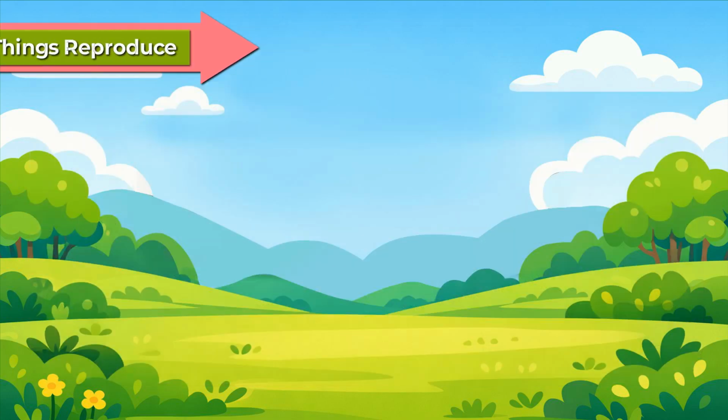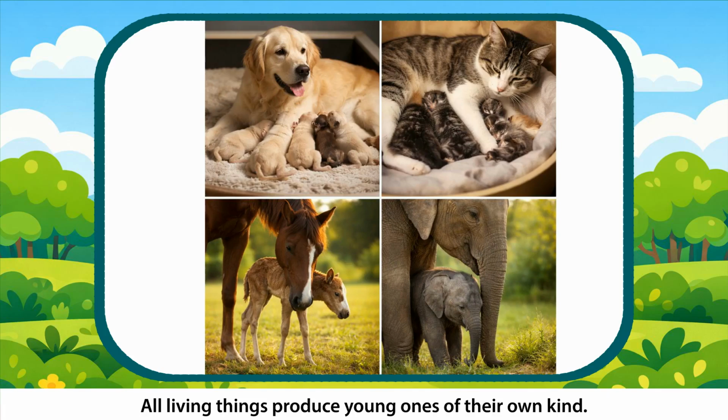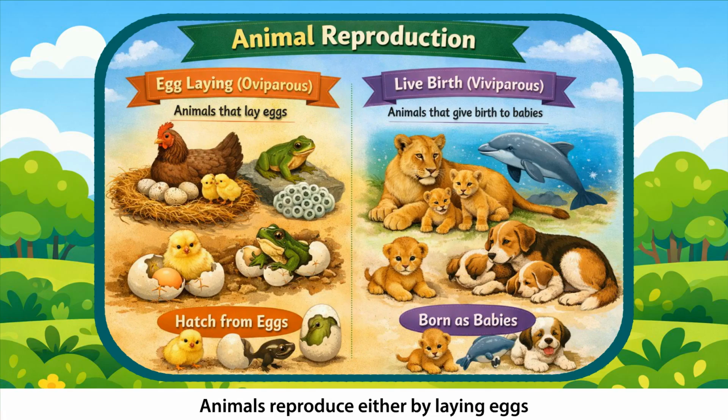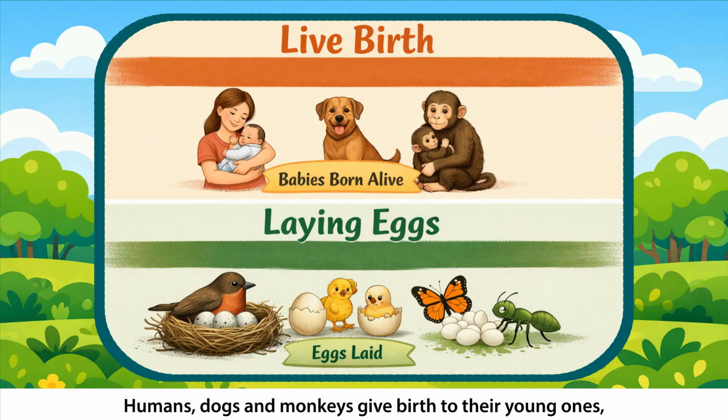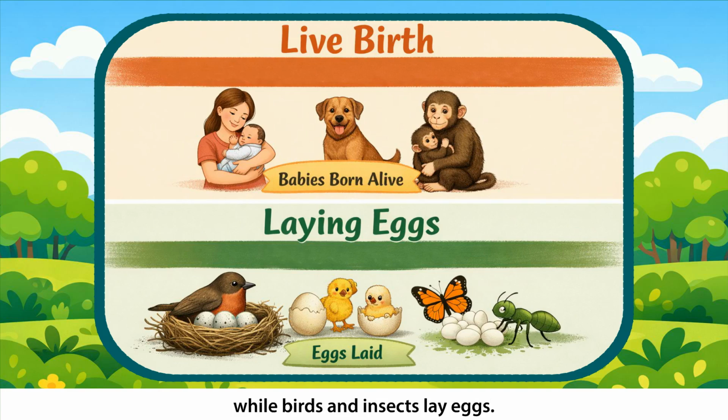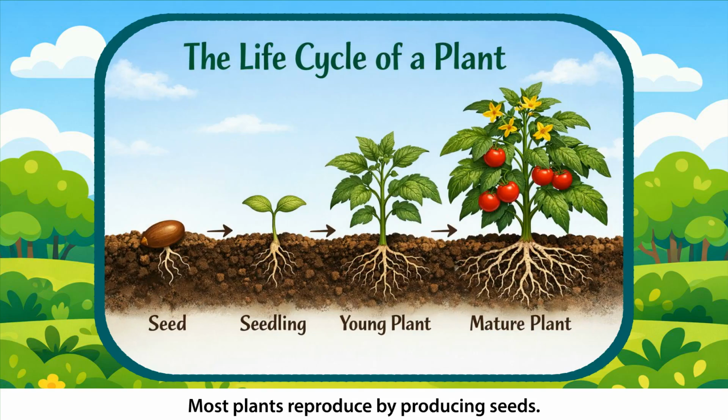Living things reproduce. All living things produce young ones of their own kind. This process is called reproduction. Animals reproduce either by laying eggs or by giving birth to their young ones or babies, also called offspring. Humans, dogs, and monkeys give birth to their young ones, while birds and insects lay eggs.